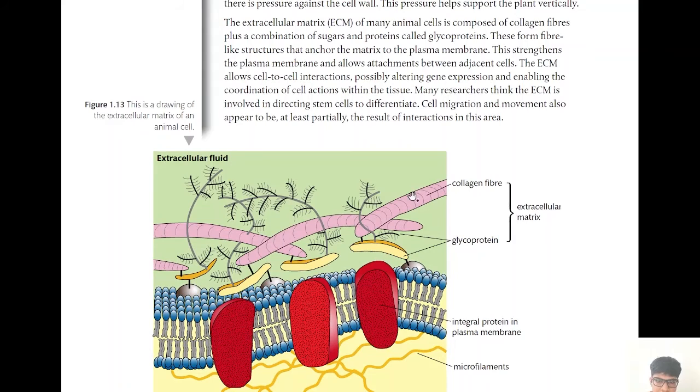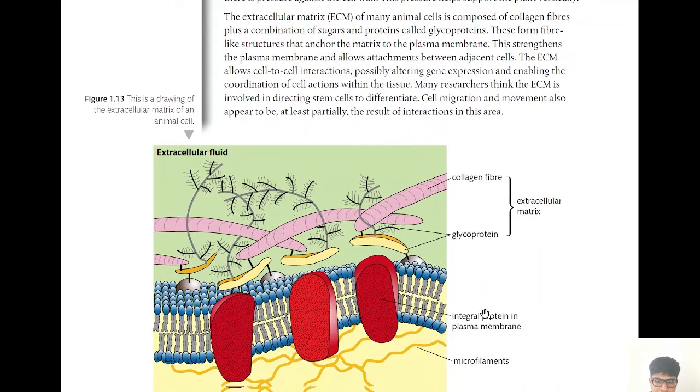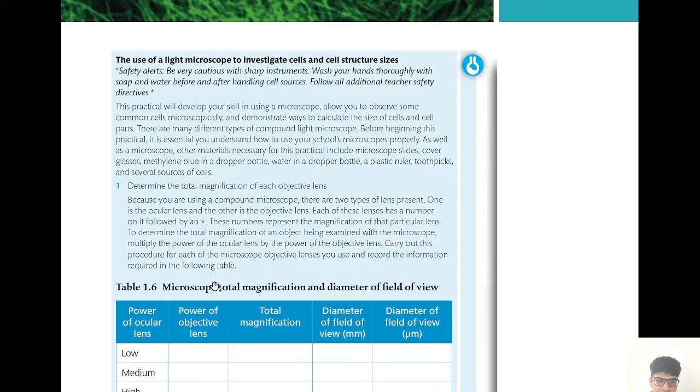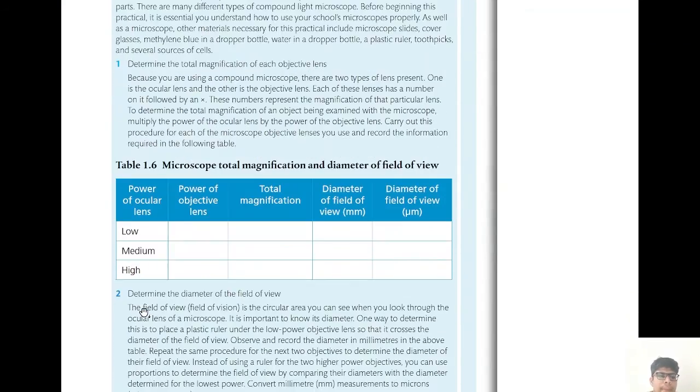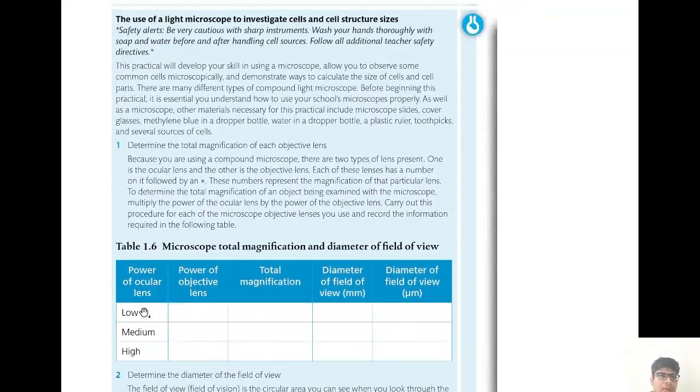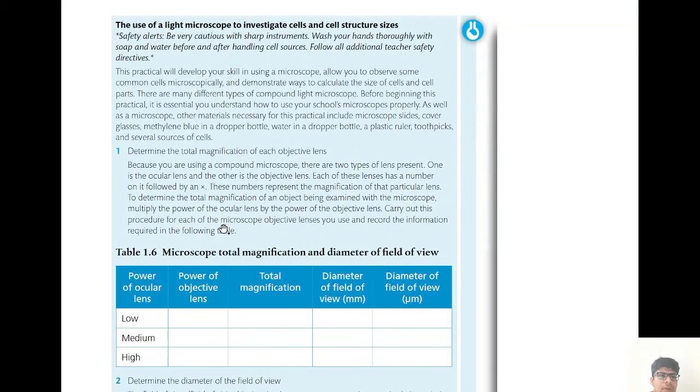Here is the diagram. Here we have the collagen fiber and the glycoprotein, which are the ECM, and integral proteins in the plasma membrane and the microfilaments. This is the cytoplasm. Here we have some activity. If you have time, you can do that.